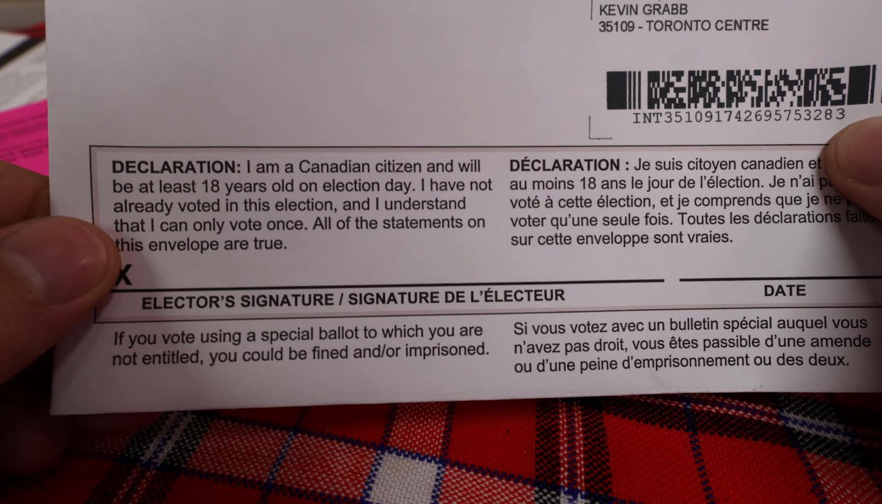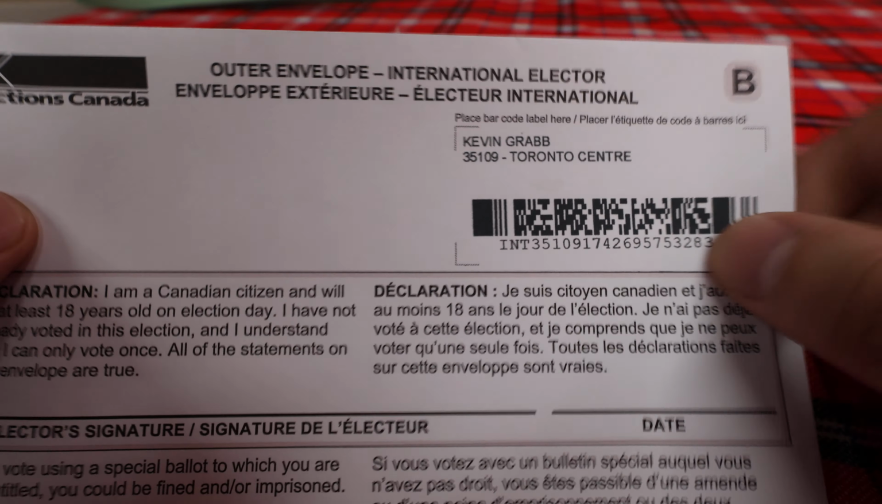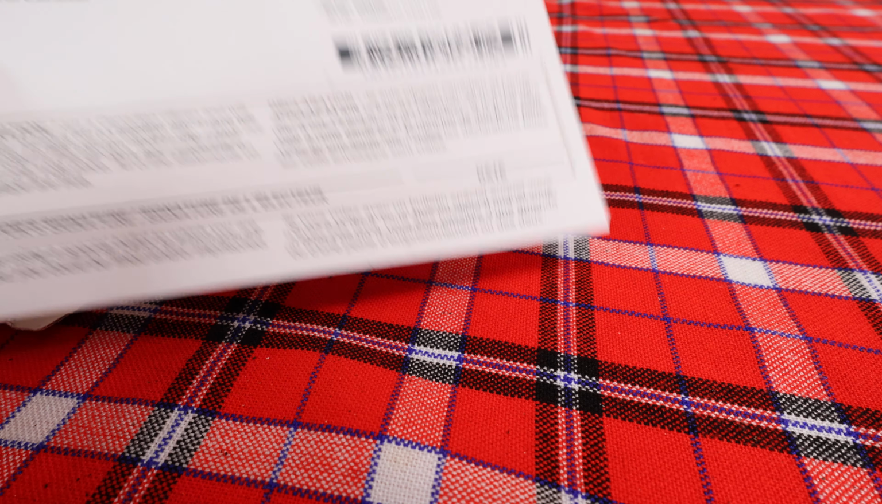So, sign here declaring that I'm over 18 and I am Canadian. And then when this goes to Ottawa, to the Elections Canada Commission, this will then be taken. They'll say, okay, this one's for Toronto Centre, and then they'll get the next one, Vancouver South and yada, yada, yada.